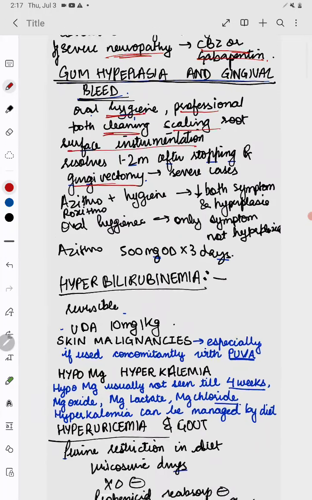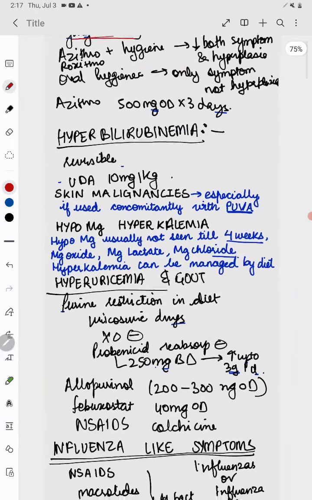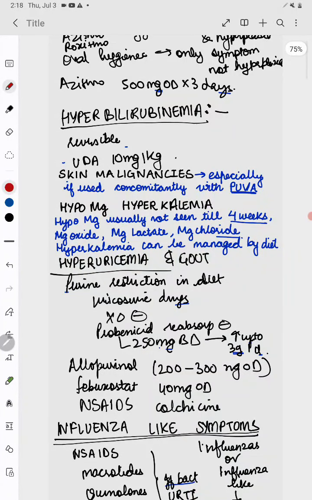Hyperbilirubinemia is seen with UDCA. Now, skin malignancies can be seen, especially if cyclosporine is used with PUVA. Hypomagnesemia, hyperkalemia can be seen. Hypomagnesemia is not seen until 4 weeks. Magnesium oxide, magnesium lactate, magnesium chloride can be given if it is seen. Hyperkalemia can also be managed by dietary modification.